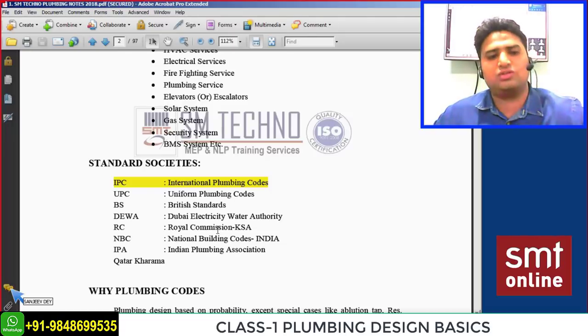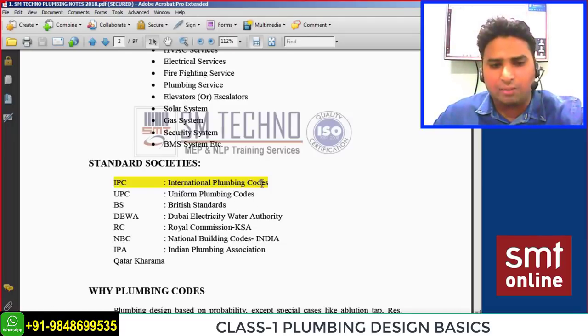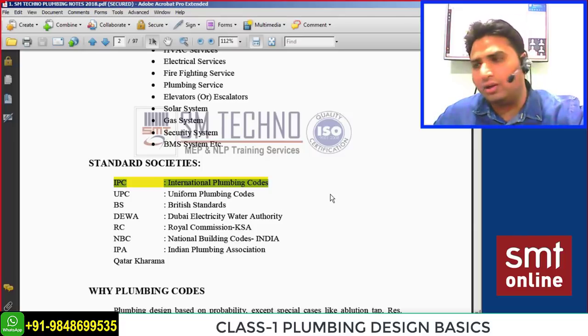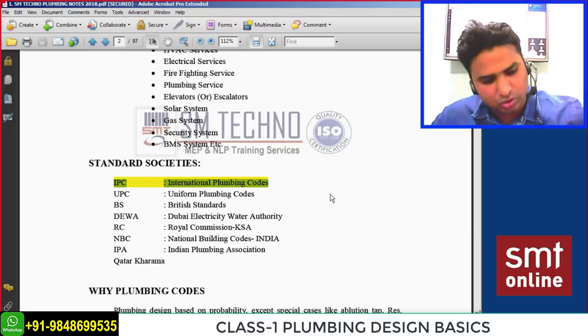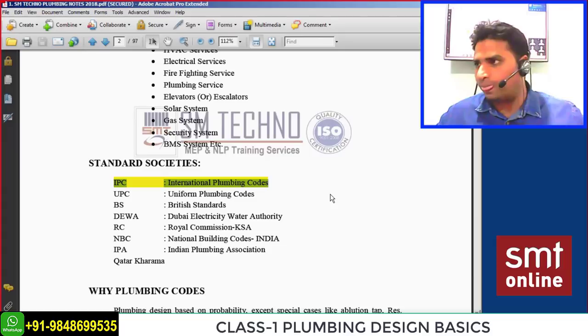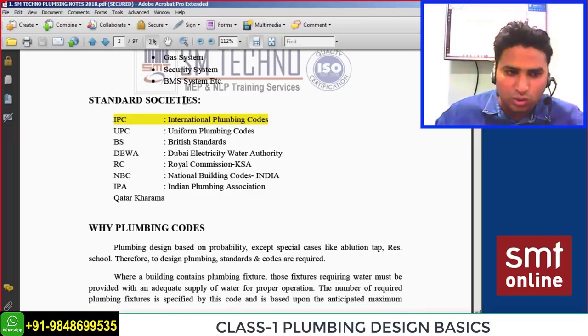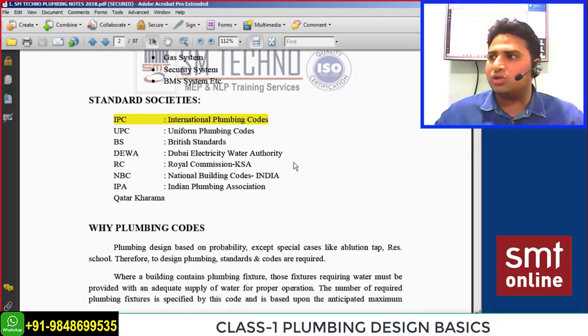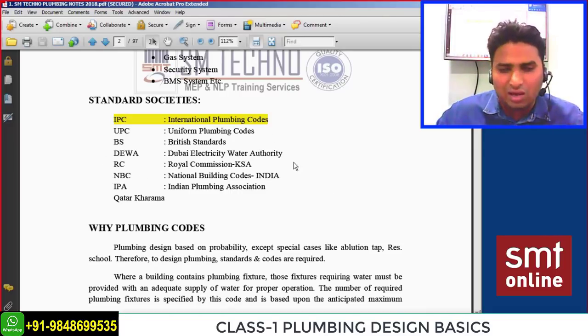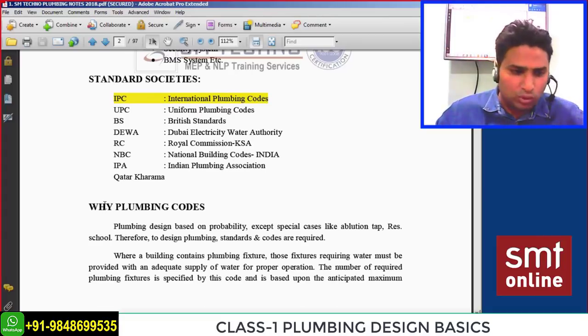Apart from this, I would like to say something over here. This is above all. No one will question you for having used this, because this is globally accepted, as I said. But my question right now is, why are plumbing codes needed? Why do I need these kinds of societies for design purposes, or why have they been used over here? The same question arises over here.